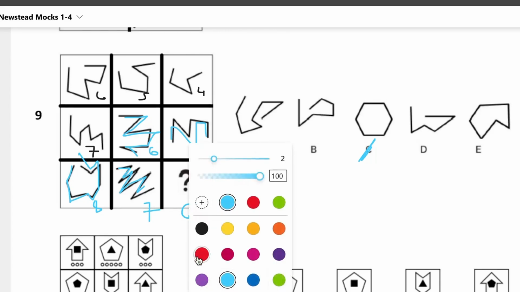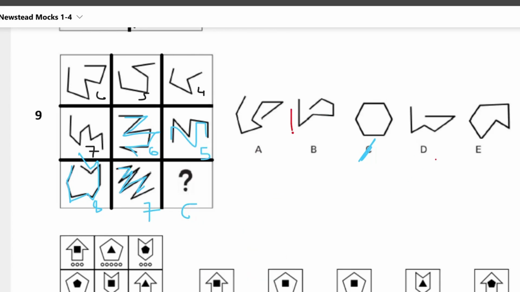Let's get our red pen back. We have 1, 2, 3, 4, 5, 6. It seems like B works out. However, 1, 2, 3, 4, 5. We just check the others to make sure. 1, 2, 3, 4, 5, 6, 7. It has to be B.